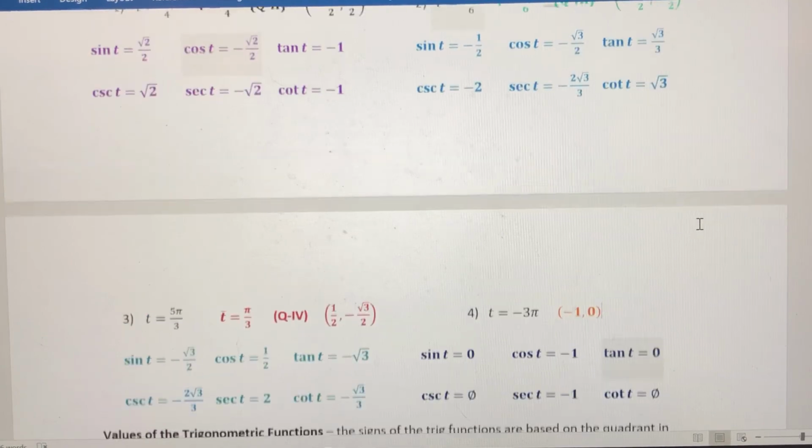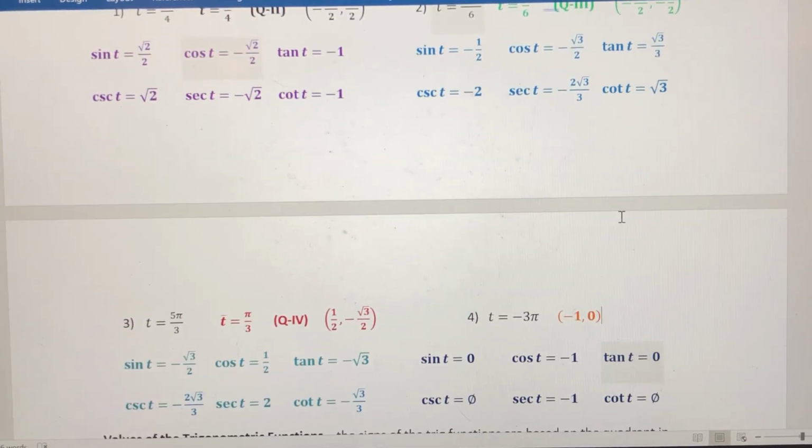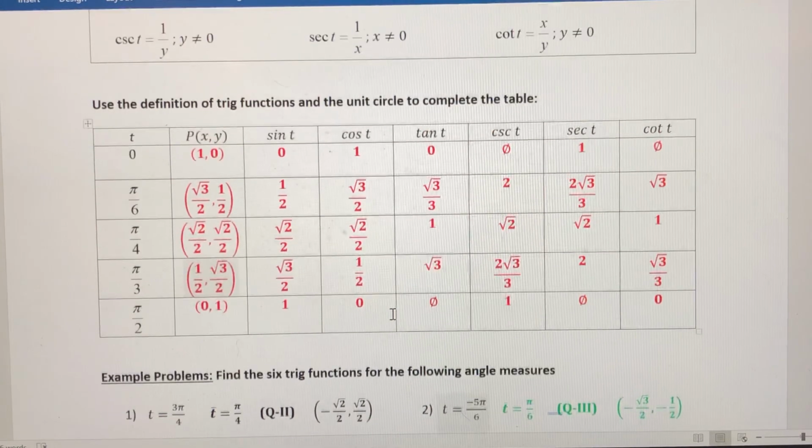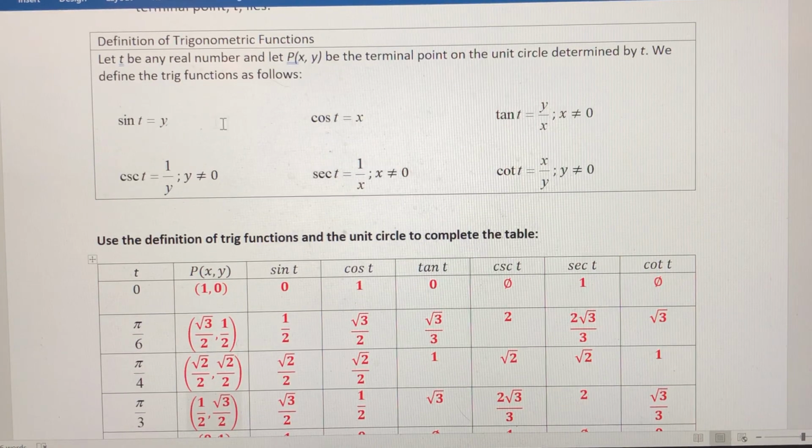So, again, moral of the story here. Make sure you determine the reference number or have the unit circle memorized. If you have the unit circle memorized, then it becomes a lot easier to come up with these terminal points. And once you have those terminal points, it's just a matter of understanding these 6 trig functions and the ratios that go along with those, okay? So that's how you determine the 6 trig functions for real numbers on the unit circle.